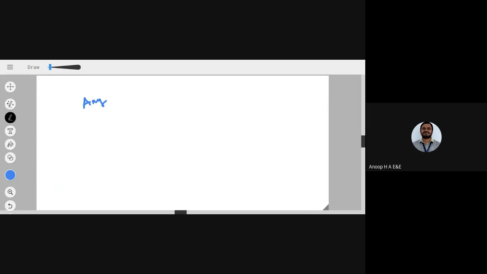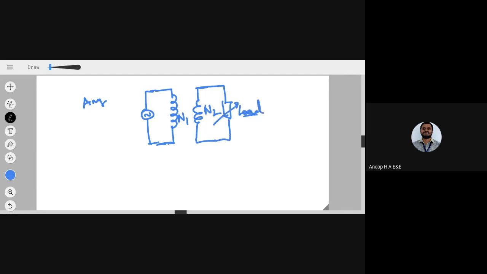Now I have these coils. This one we call N1, and the next we call N2. This is where the primary supply, a single phase AC supply, is connected, and this is where we have the load. So this is the load condition we have got.